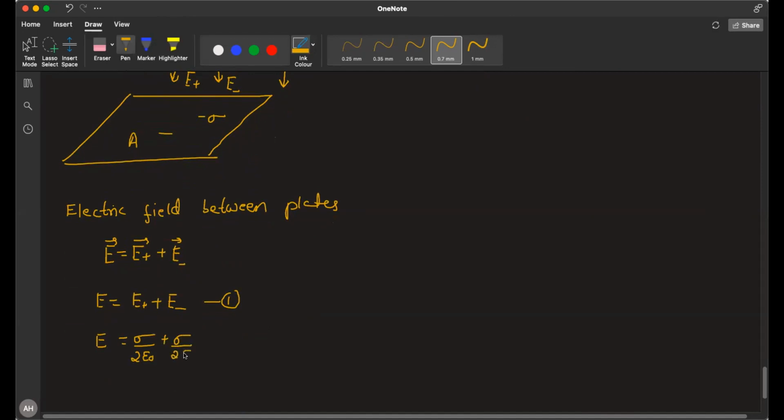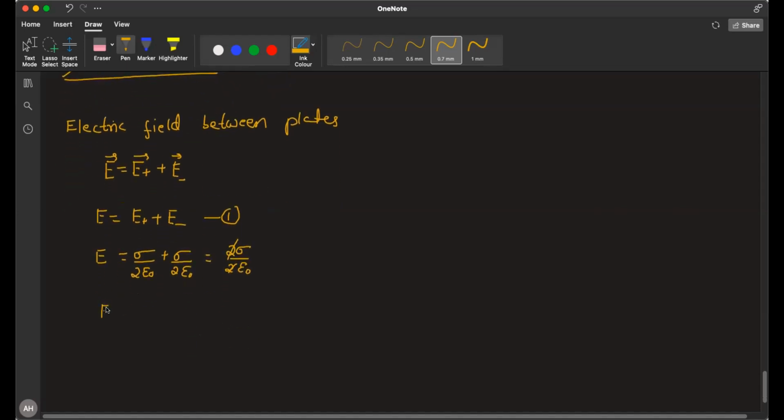When we calculate magnitude, we don't substitute the sign. This is a negative sheet, but I won't substitute minus sigma here. Sigma by 2 epsilon naught plus sigma by 2 epsilon naught is 2 sigma by 2 epsilon naught. Now see, this 2 and 2 will cancel each other. So the field between the plates is sigma by epsilon naught. That is equation number 2.